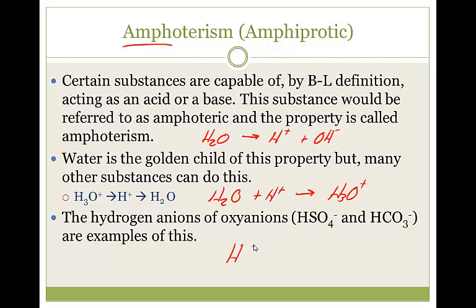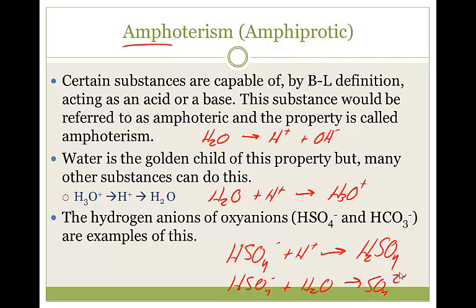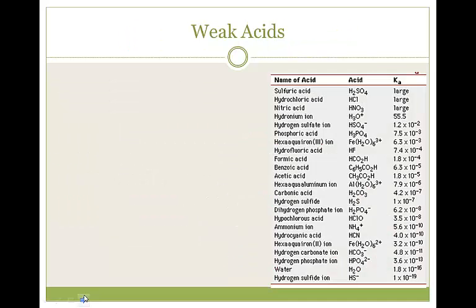We get the hydrogen sulfate ion right here. We can make it act as a base, and we can form sulfuric acid as a result, or we can make this act as an acid by donating that last hydrogen ion to water. So either way here, these are substances that can be both acidic or basic, and these will be pretty important for us later here in the chapter.